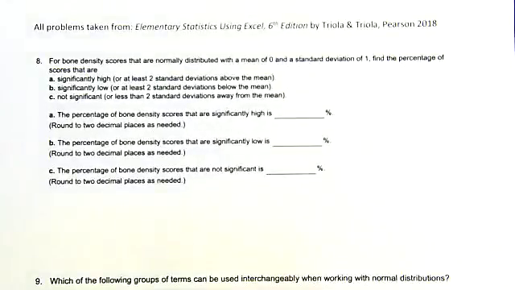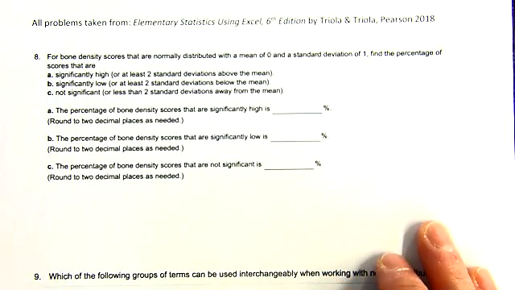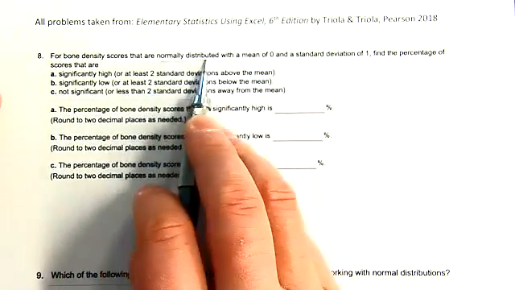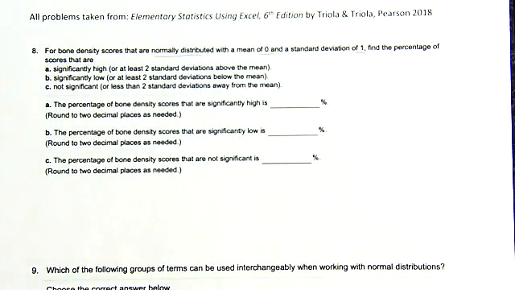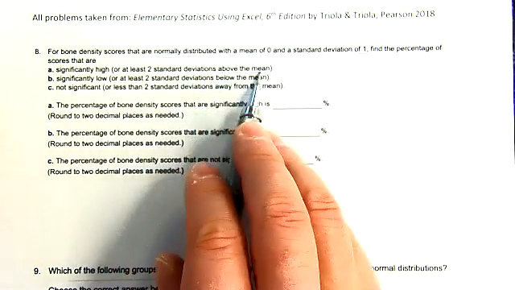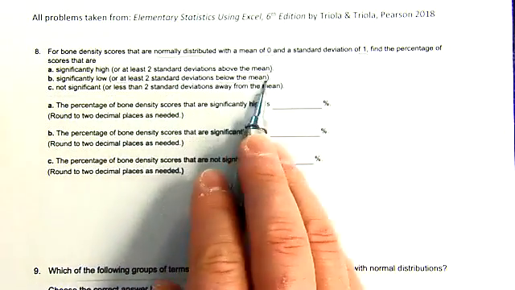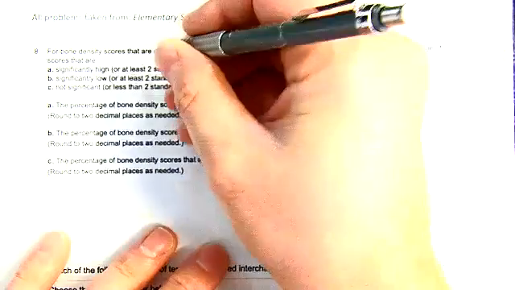This is the hardest problem in this section for sure, so let's take our time and stop me if I lose you. For bone density scores that are normally distributed with a mean of 0, standard deviation of 1, find the percentage of scores that are A, significantly high, or at least 2 standard deviations above the mean, significantly low, or at least 2 standard deviations below the mean. So 2 standard deviations just means it's a z-score equal to 2.